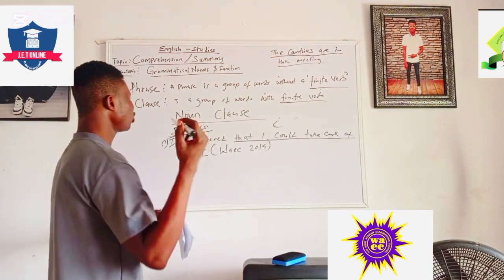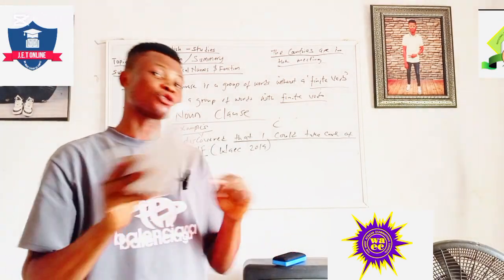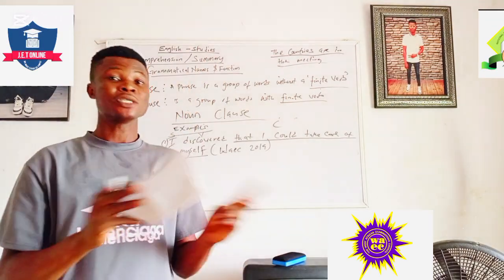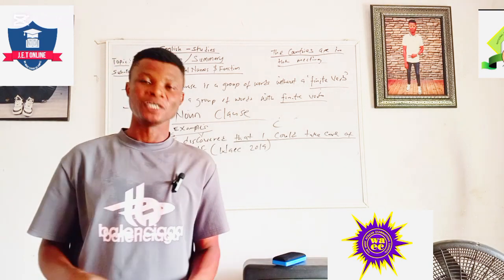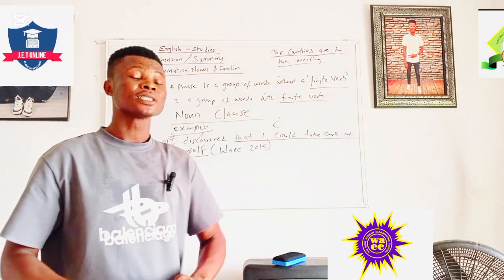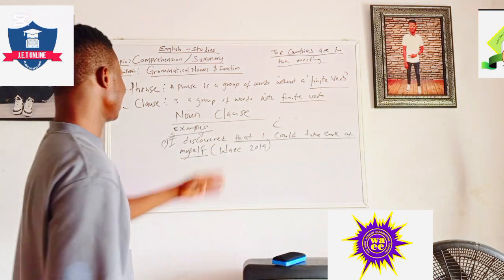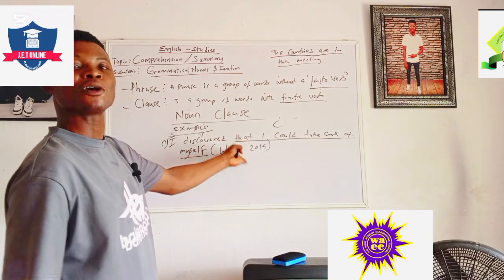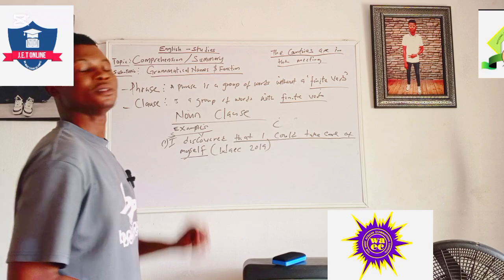Now the function. If you want to report this, don't forget the same function we have for the noun phrase is also the same function we have for the clause, regardless of whether it is a clause or a phrase. Number 1, it serves as the subject of the verb. Number 2, it serves as the complement of the verb. And this expression, we're having it at the complement level. So our function will be what? Complement of the verb discovered.